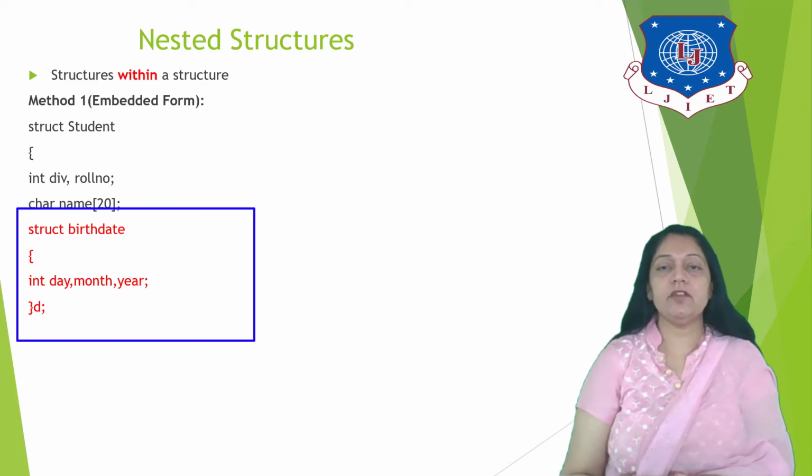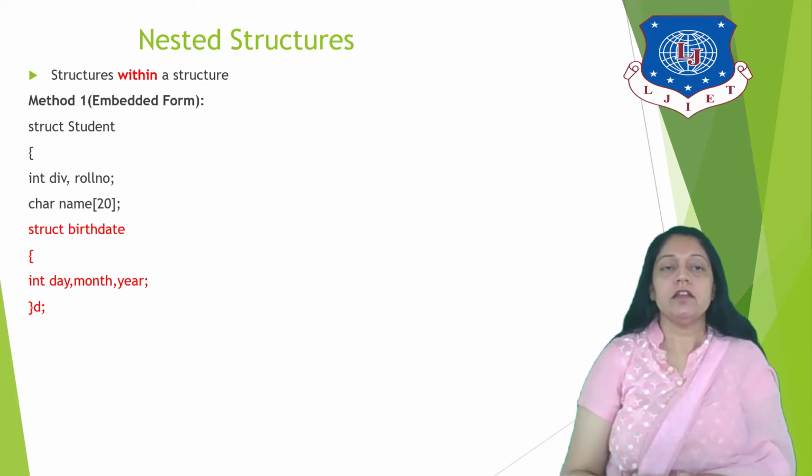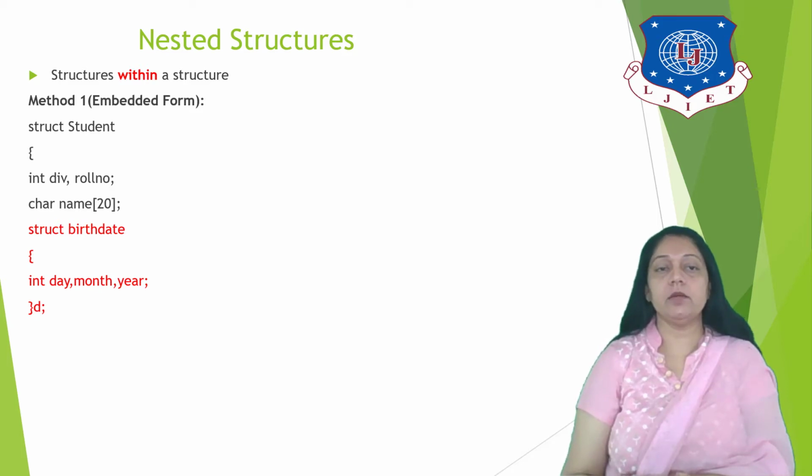So structure birth date, in which I have three member variables, day, month and year, each of integer data type. And after this nested structure ends, you can declare a structure variable at the same moment. So I have declared the structure variable of birth date structure with the name D and ended it with a semicolon. Okay, so there are two steps I've done: the declaration of birth date structure and defining the variable of this birth date structure. So you can see here student has now four different values inside the structure: division, roll number, name and birth date. The birth date itself has again three different values: day, month and year.